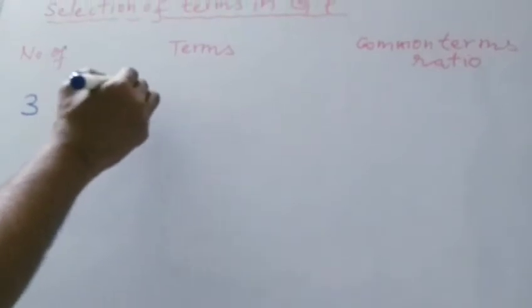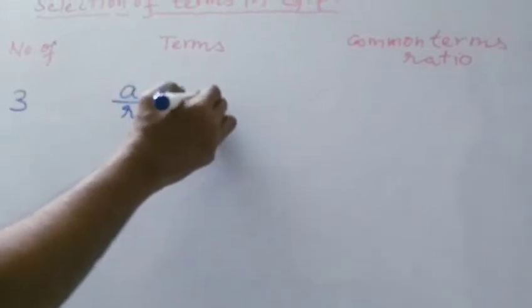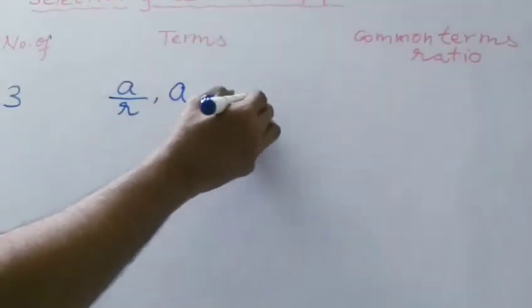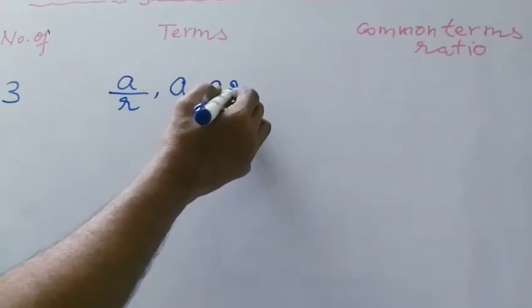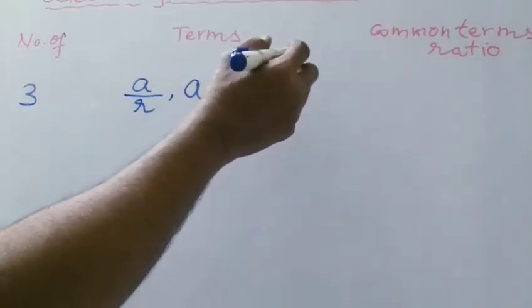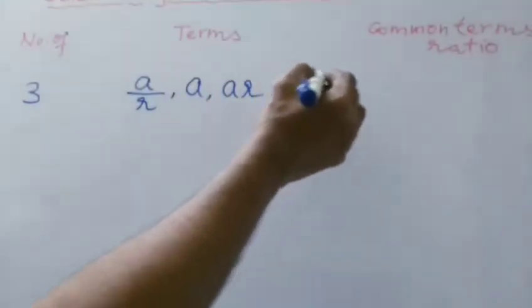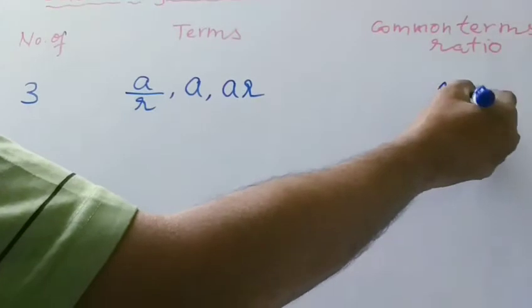First one, number of terms is 3. Those terms are a by r, a, a into r. Common ratio for these terms is small r.